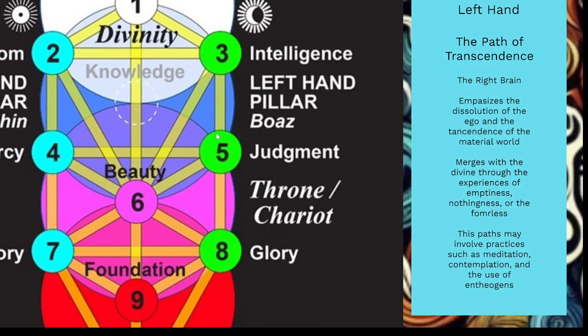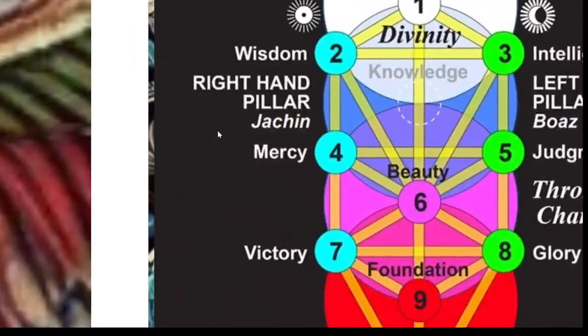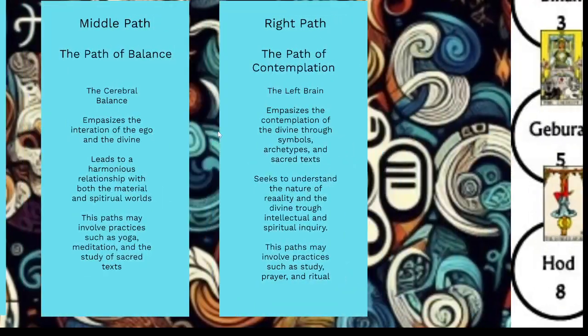And so we get into the other side, which is intelligence, which is the left-hand path, which is tied to the pillar of Boaz, which goes from glory to judgment to intelligence, which is considered by the throne or chariot. I just realized something. Is that one on the other side? There isn't one on the other side. That's interesting.